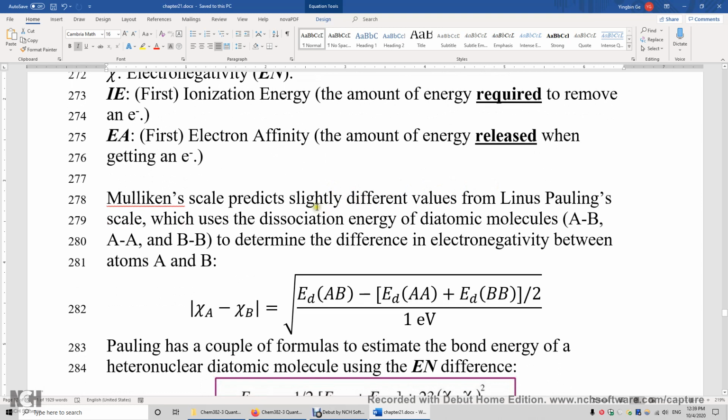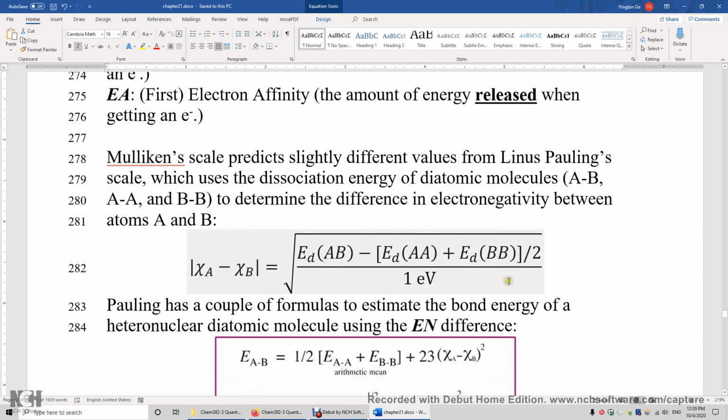Linus Pauling has some other equations to define electronegativity, and also an equation to determine the difference in electronegativity. Over here, E sub D is the so-called dissociation energy, and AB is a diatomic molecule, so this is just the dissociation energy of the AB bond, this is for AA, and this is for BB. So what does this equation tell you?